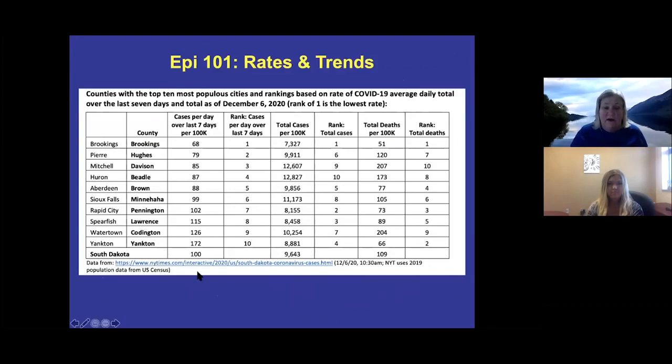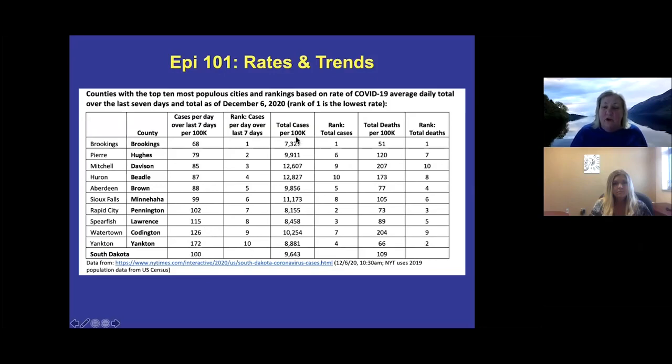And here is how this is summarized. This is the new data out of the New York Times. This is accessible to everyone. You don't need a subscription. And you can look at all counties in South Dakota, not just these. But this is as of yesterday, we were ranked the lowest of these 10 counties in the number of cases per day over the last 7 days. We have the lowest rate. Yankton right now has the highest.